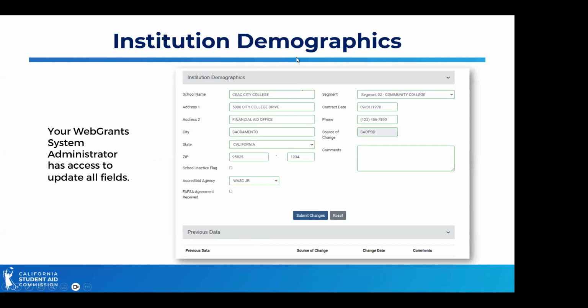All right, so the first screen that we're looking at is the institution demographics. As the name suggests, this is all the demographic information about your campus, the address, the city, all that good stuff. So your WebGrants system administrator can update that if, say, your school undergoes a name change or moves, or you have a separate campus that needs to be added. So the WebGrants system admins can do that.